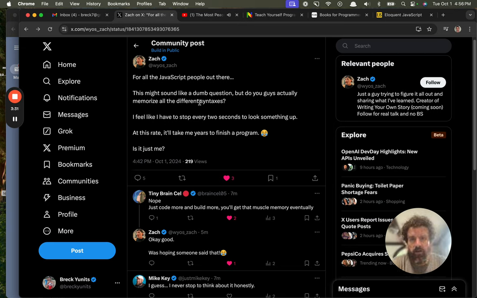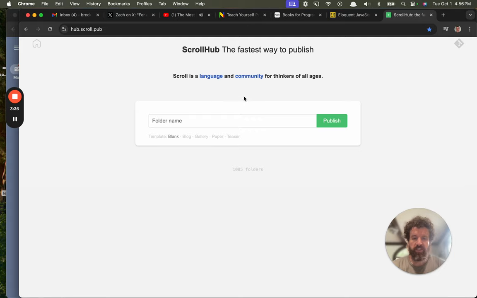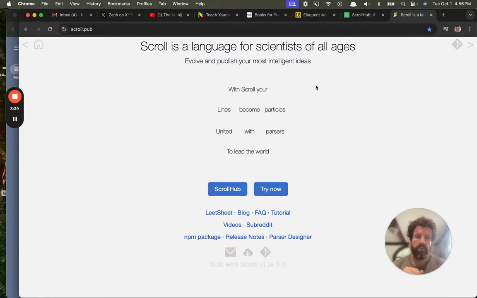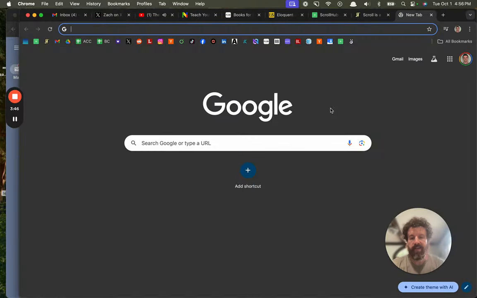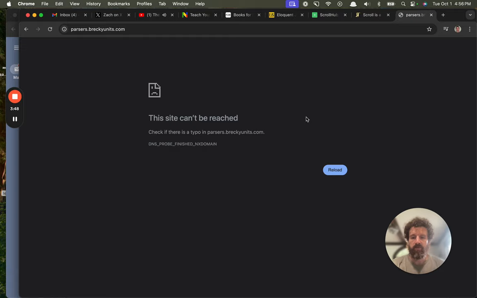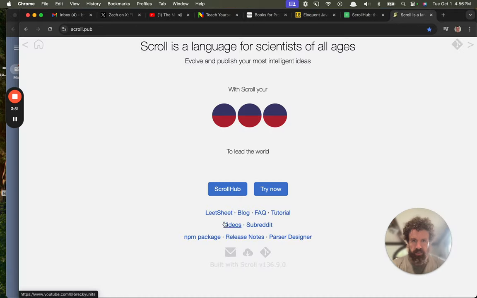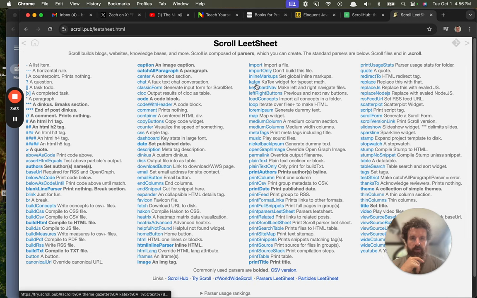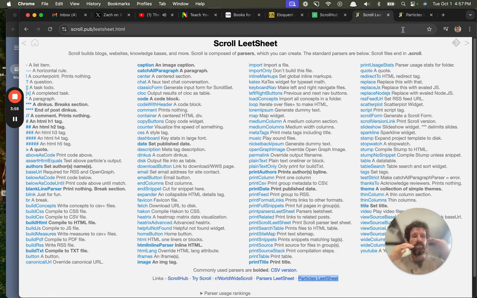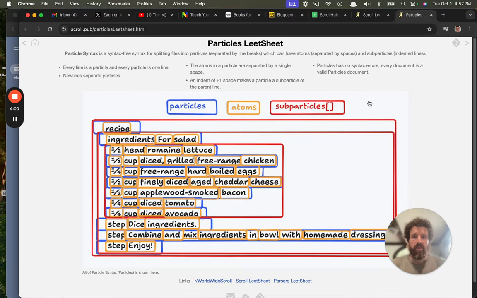Keep going, sir. Now, if you don't like syntax, check out this. This is Scroll. I've built my own languages now, and I've figured out that you actually never need syntax. How about that? So look at these cheat sheets. This is a three-piece stack: particles, parsers, and Scroll. And basically, there's no syntax.